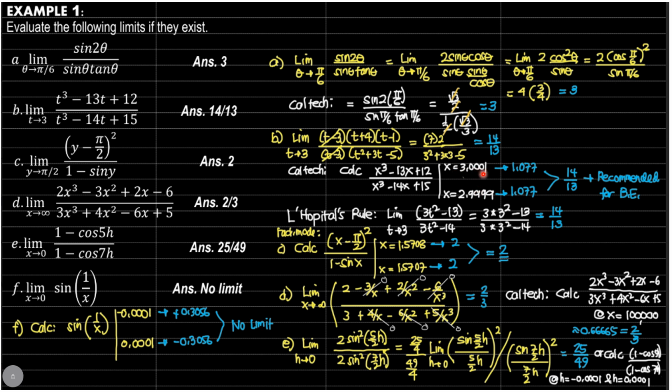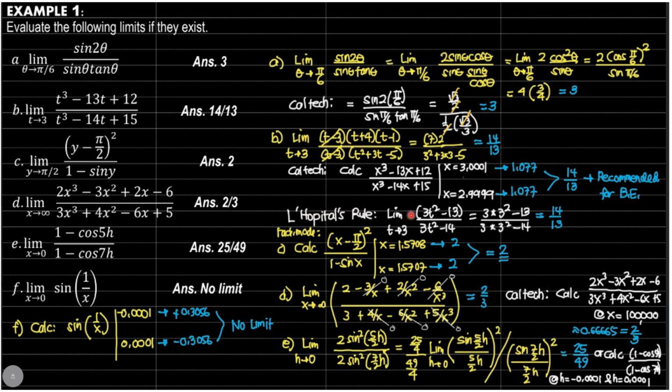So for 3.0001, it will give us 1.077, and for 2.9999, it's 1.077. They are equal, so the limit exists, and this is the equivalent of 14 over 13. So this is the recommended solution for board exam purposes. But as a student, it should be this technique here.